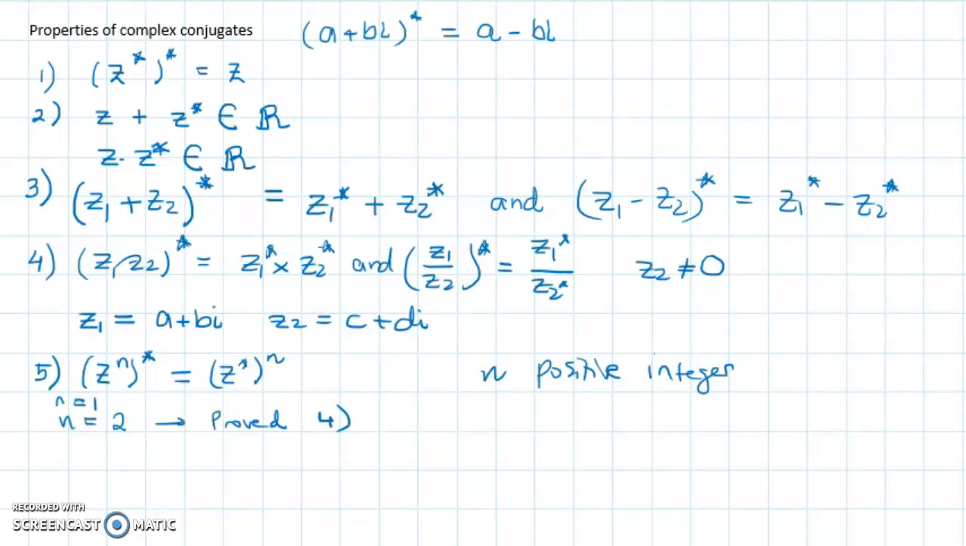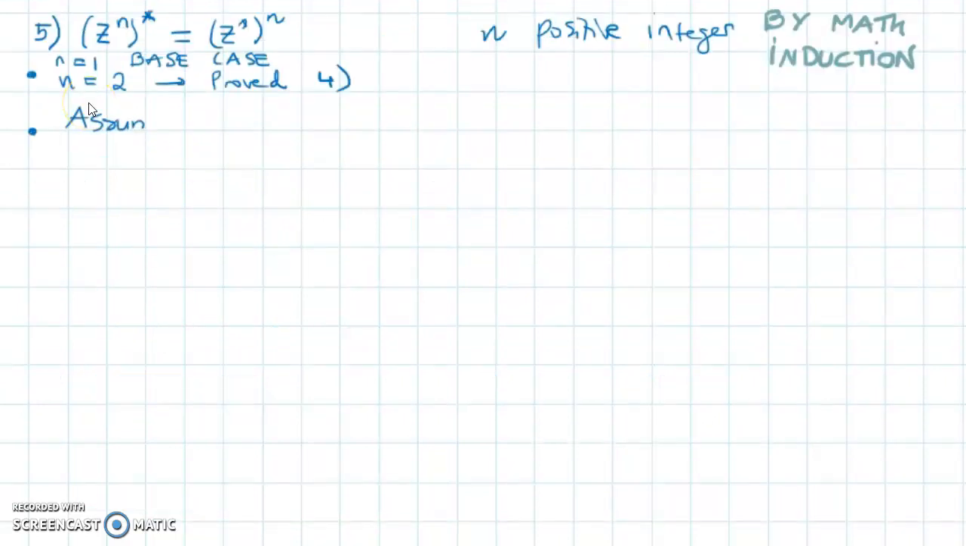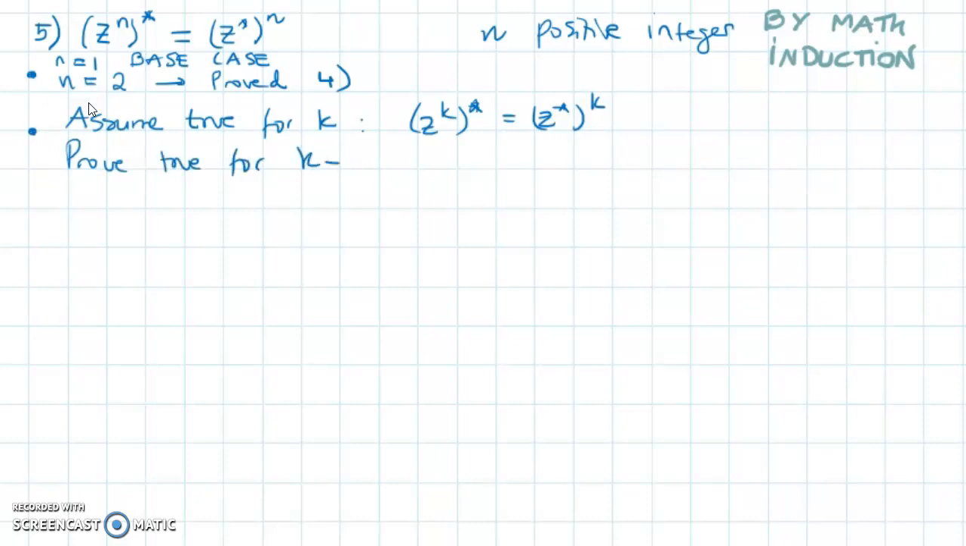Yes, mathematical induction. So we have our base case, which is n equals 1, which is trivial, and we are going to write the rest of the mathematical induction because why not? That's always good to practice. I just need more space. Let's assume now that the property is true for some value k. So we are saying that the conjugate of z to the power of k is the same as z conjugate to the power of k. This is our inductive hypothesis, and we want to prove that it's true for k plus 1.